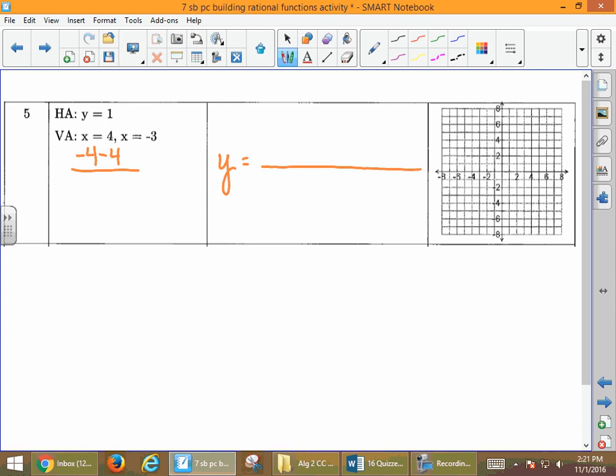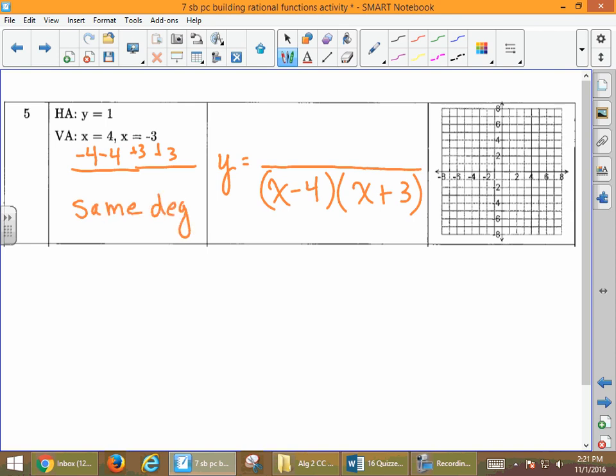If we subtract 4 from both sides, we get x minus 4. If we add 3 to both sides, we get the x plus 3. There's our verticals. The verticals are determined by the denominator of our function. But we have a horizontal asymptote of y equals 1. So in this case, what has to happen is we need to have the same degree once again.